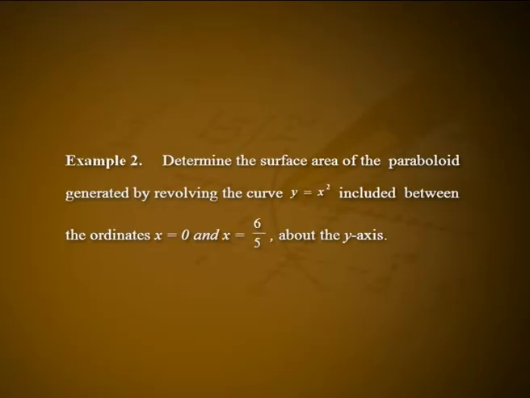Example 2. Determine the surface area of the paraboloid generated by revolving the curve y is equal to x square, included between the ordinates x is equal to 0 and x is equal to 6 by 5, about the y-axis. Solution. y is equal to x square implies y dash is equal to 2x. Root of 1 plus y dash square is equal to root of 1 plus 4x square.